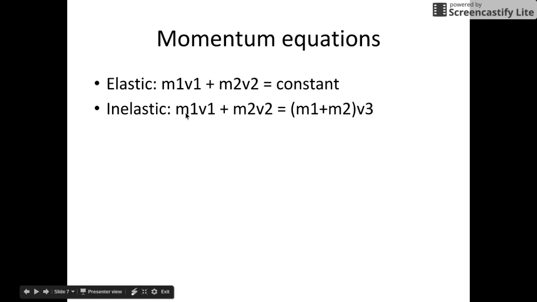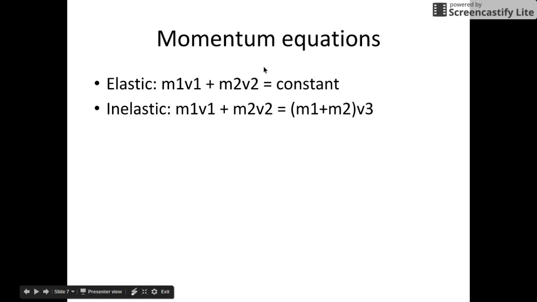For inelastic, we can take the object's mass times its velocity and add it to the second object's mass times its velocity, and then the final product is going to be the total mass times the new velocity. So these are two useful equations for collisions.